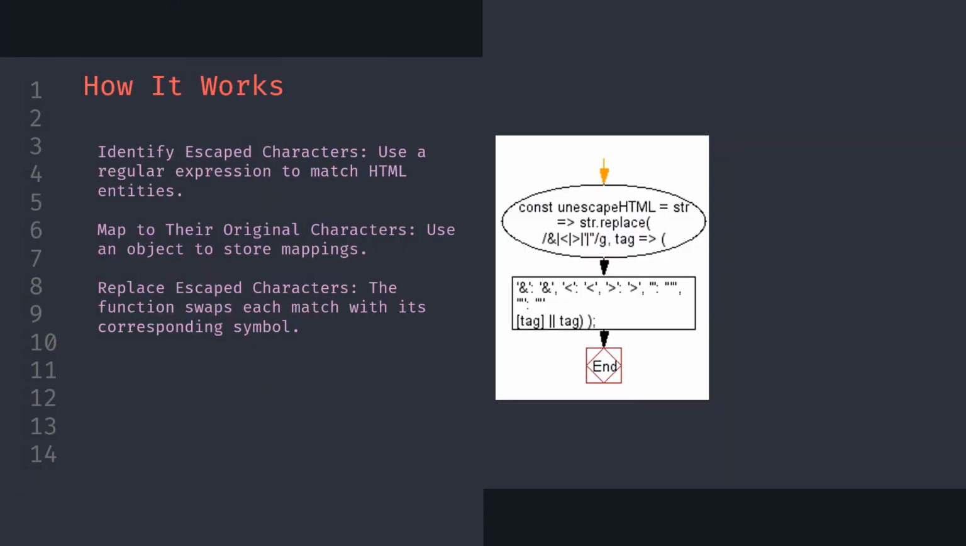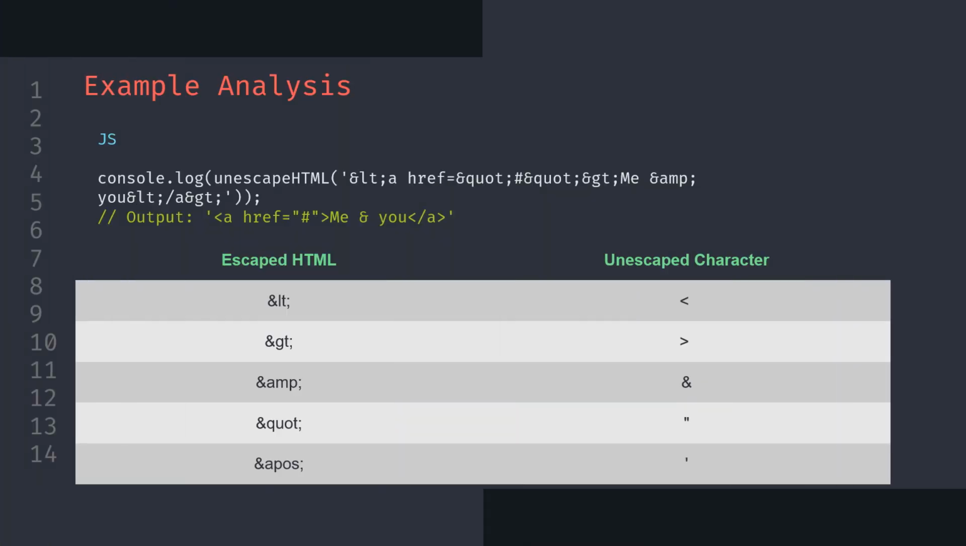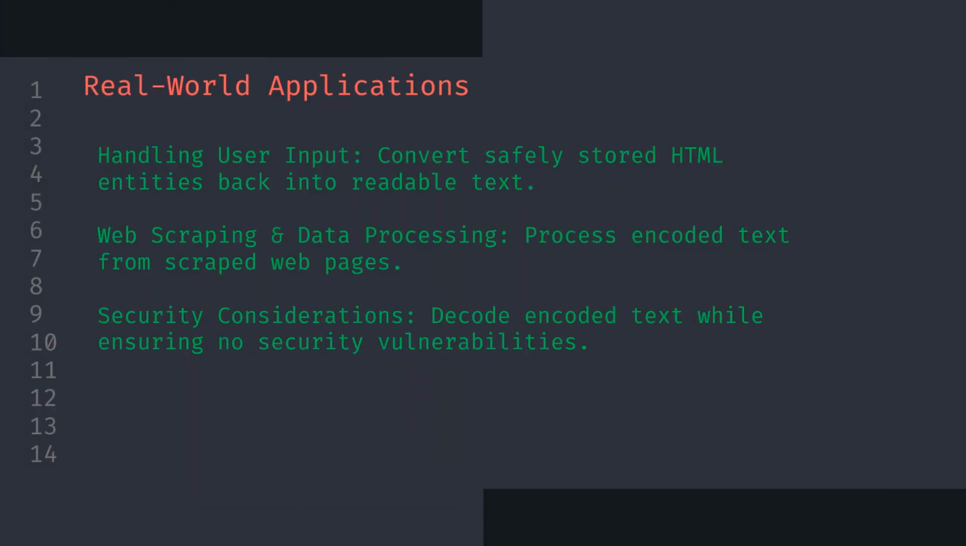The function scans the string for HTML escape sequences, looks up the corresponding characters in an object, and replaces them dynamically. This table summarizes how each escape character gets replaced with its unescaped counterpart. This technique is widely used when handling user-generated content, processing HTML from external sources, and displaying text safely.